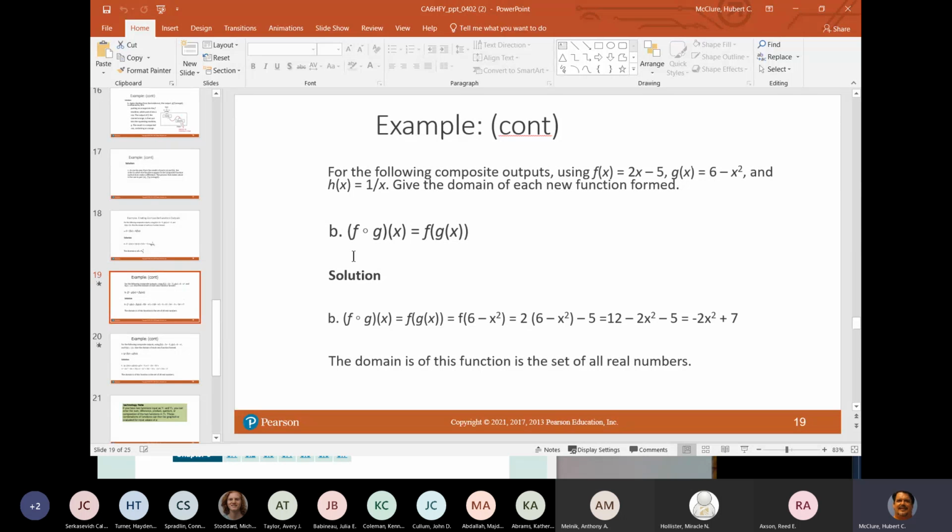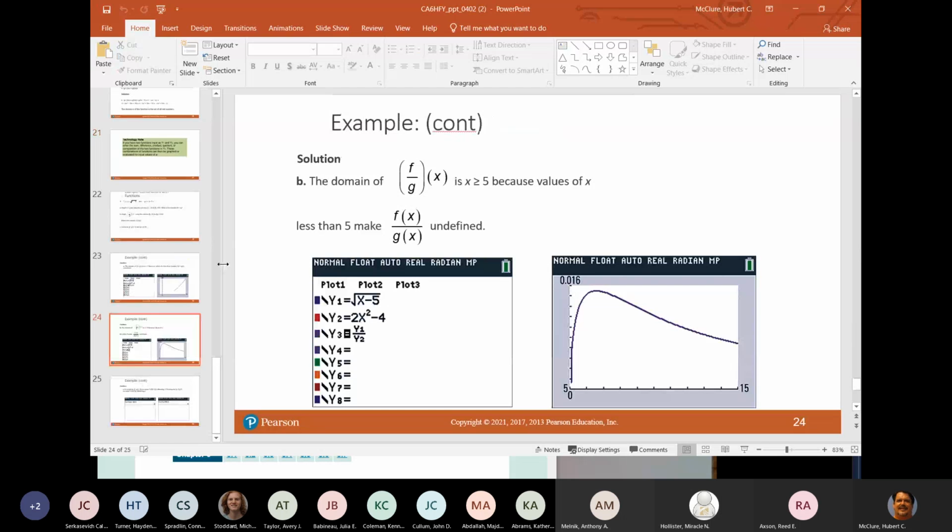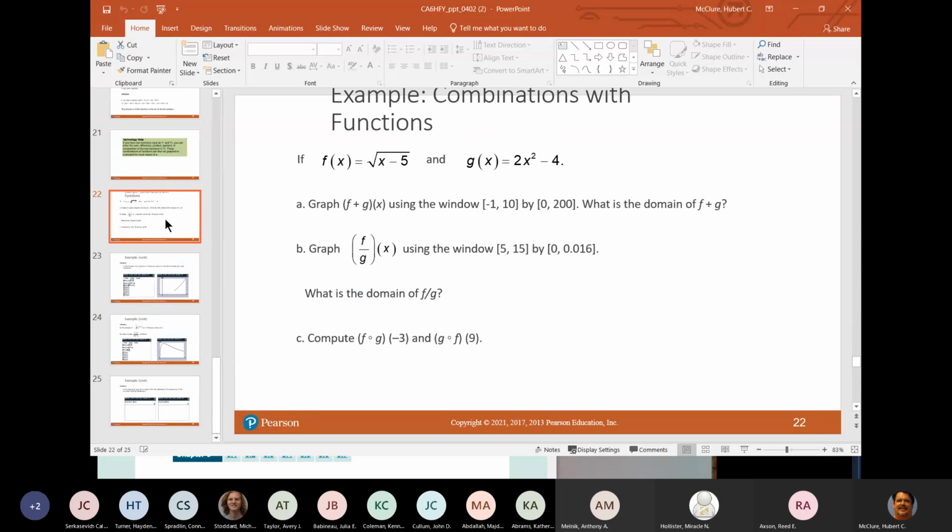There's F composed of G, G composed of F. I think we left off on a question like that.